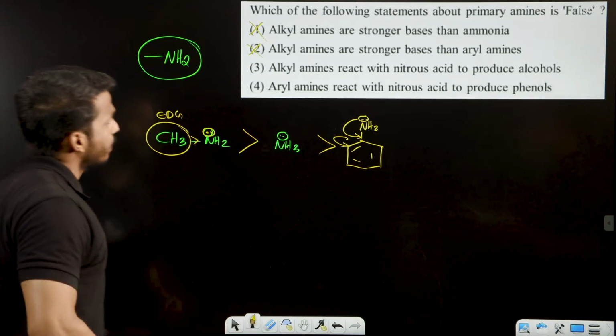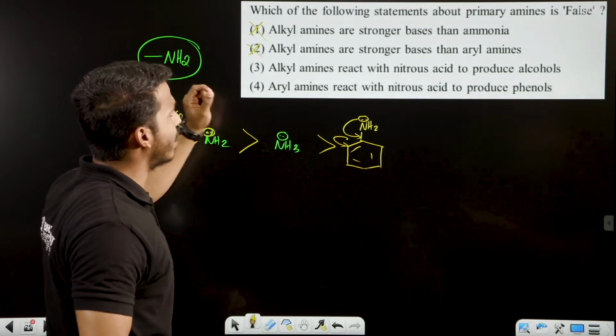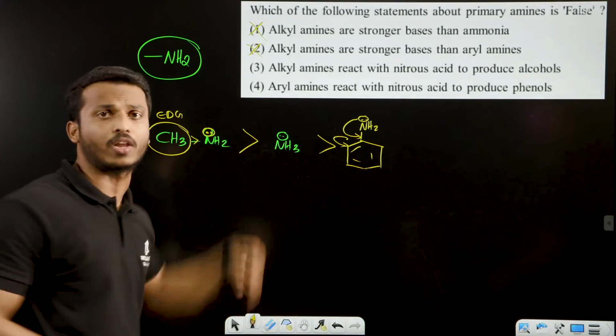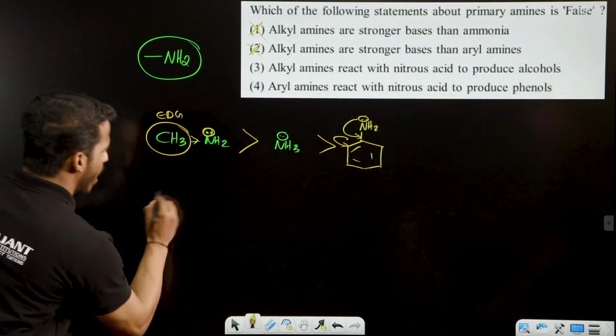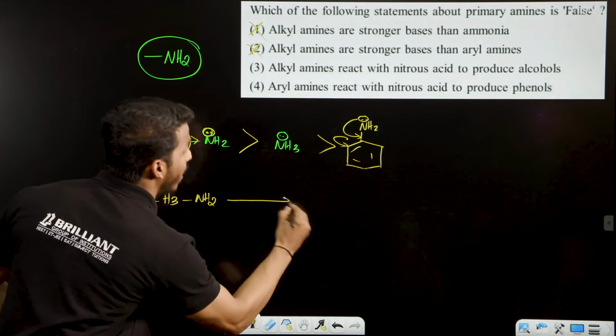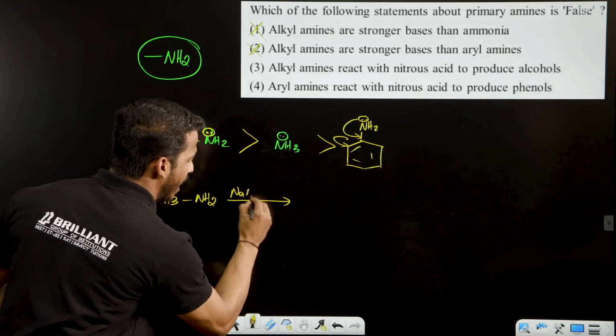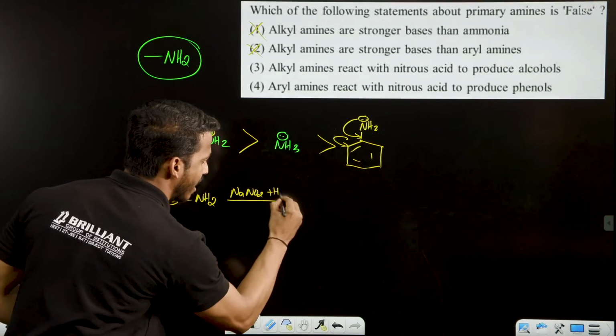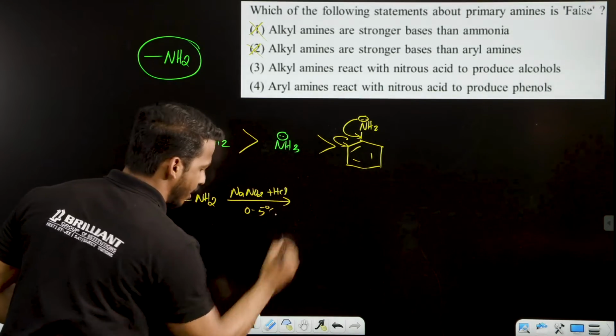Option number 3: alkyl amines react with nitrous acid to produce alcohol. Is it? Let me take one alkyl amine, for example CH3NH2. What do you mean by diazotization? It is treated with NaNO2 and HCl at 0 to 5 degrees Celsius.